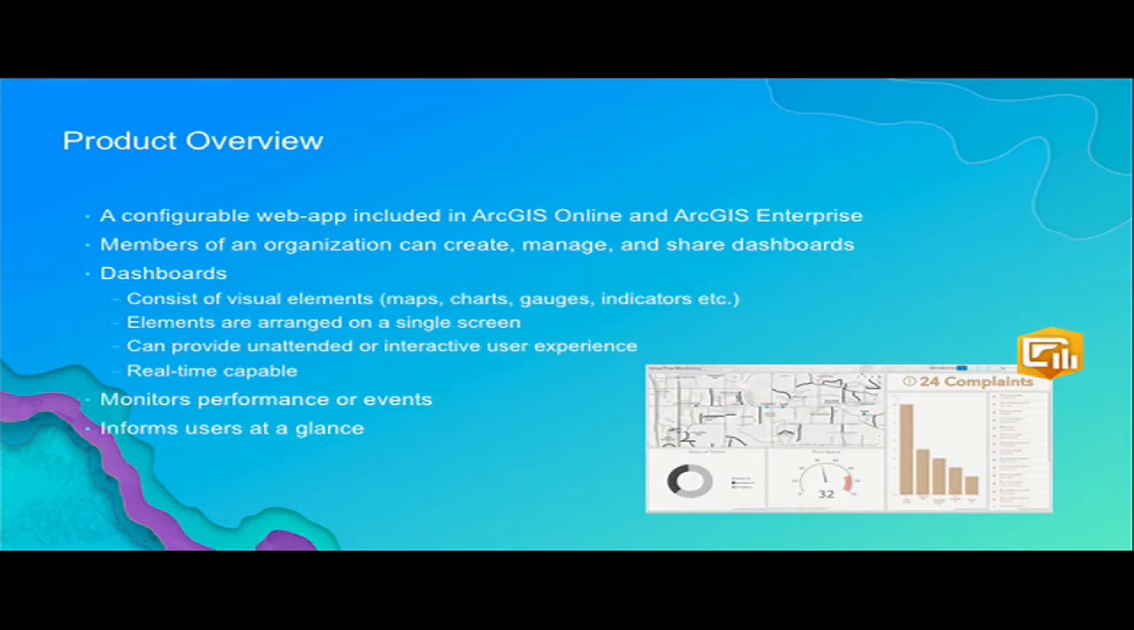Dashboard is real-time capable, meaning that you can display some information in real time on a dashboard. So you can get the latest of what's going on for the things that you want to monitor using your dashboard. So you can imagine that dashboard can be used for monitoring performance, like key performance indicators. It can also be used for monitoring events that are planned or unplanned in the field. And the goal of a dashboard is to inform users at a glance, and a dashboard can be a decision-making tool.